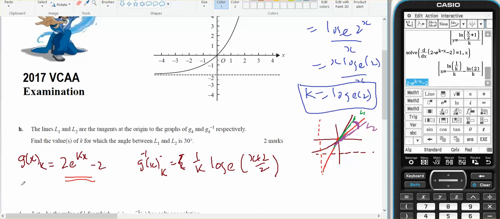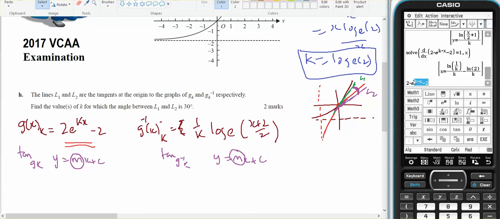Okay. If I could find the equation of the tangent to g of k and the tangent to the inverse of g of k in the form y equals mx plus c, I could work out the angle by taking the tan inverse of the gradients and then subtracting one from the other.